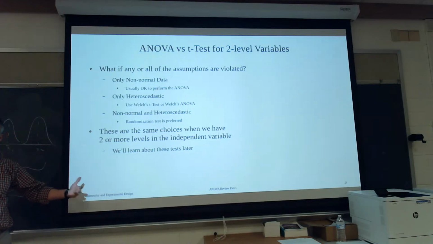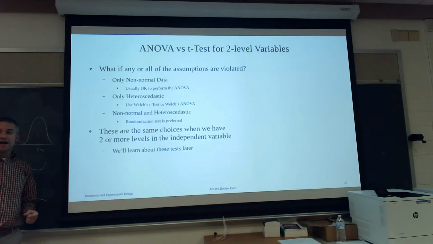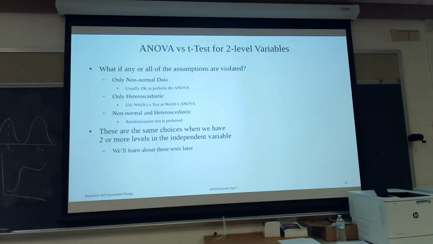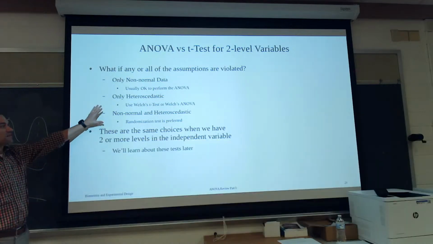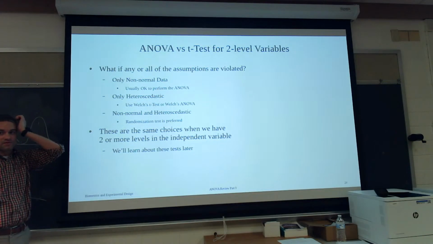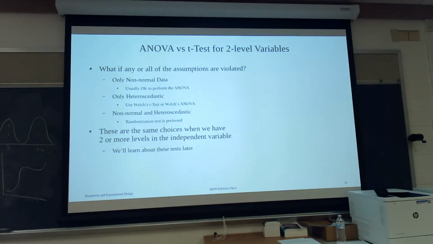Let's say we had 5 days of classes. Let's compare class days: Monday, Tuesday, Wednesday, Thursday, Friday. We can't do a regular t-test at that point. We've got more than 2 levels. So we'll address these assumptions, or those violations, later on.